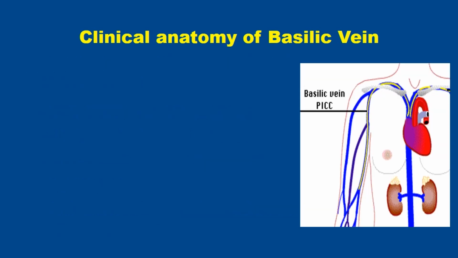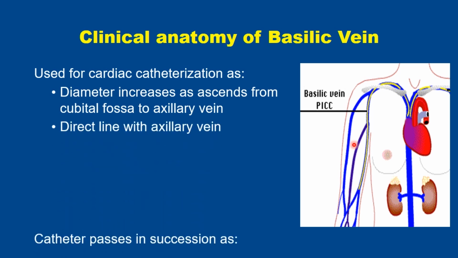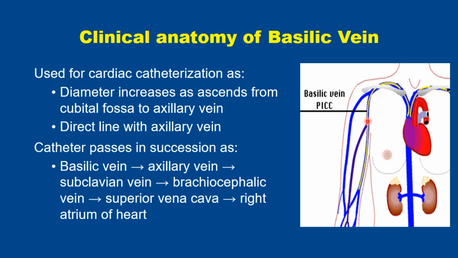Now the clinical anatomy of the basilic vein. The basilic vein is used for cardiac catheterization, as its diameter increases as it ascends from the cubital fossa to the axillary vein, and it is in direct line with the axillary vein. The catheter passes in succession through the basilic vein, then the axillary vein, then the subclavian vein, then the brachiocephalic vein, then the superior vena cava and the right atrium of the heart.